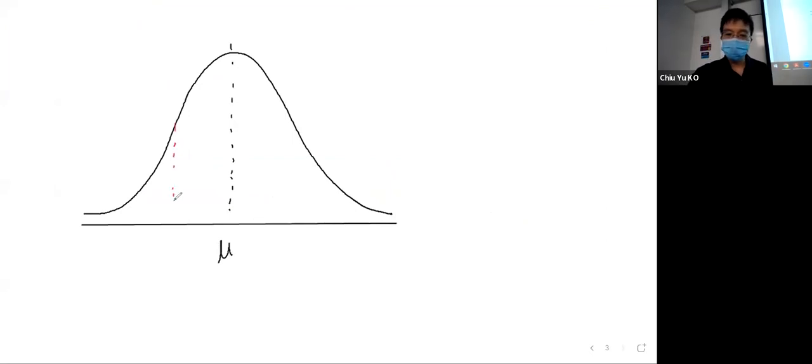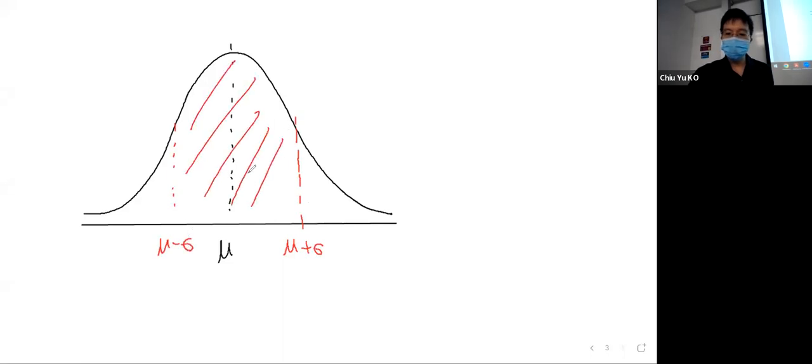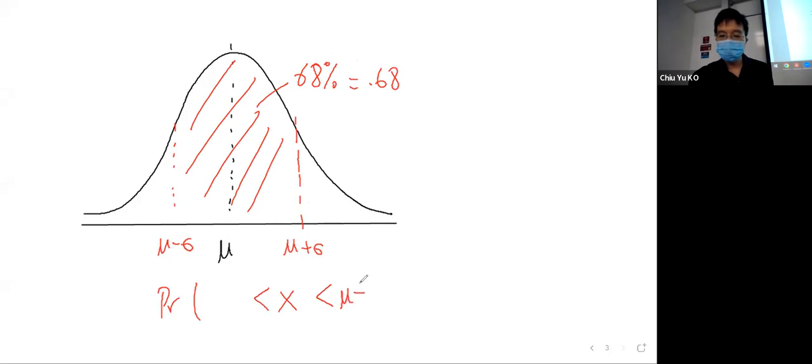So what it says is, if you look at mu plus sigma and mu minus sigma, this area is 68, or 68%, or 0.68. What it means is the probability that x is between mu minus sigma and mu plus sigma is 0.68. Roughly speaking, about 70% of the thing is within 1 SD.